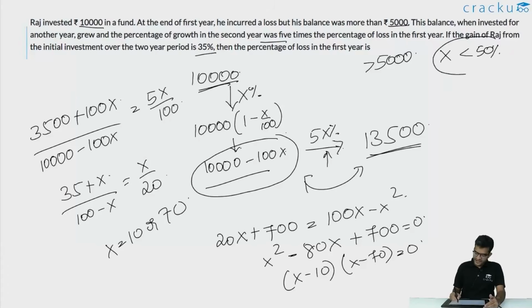But we know that the value of x is less than 50. We know that at the end of first year the amount was greater than 5,000. So x cannot be equal to 70. So the loss incurred in the first year, the loss percentage, is equal to 10%. That will be the answer.